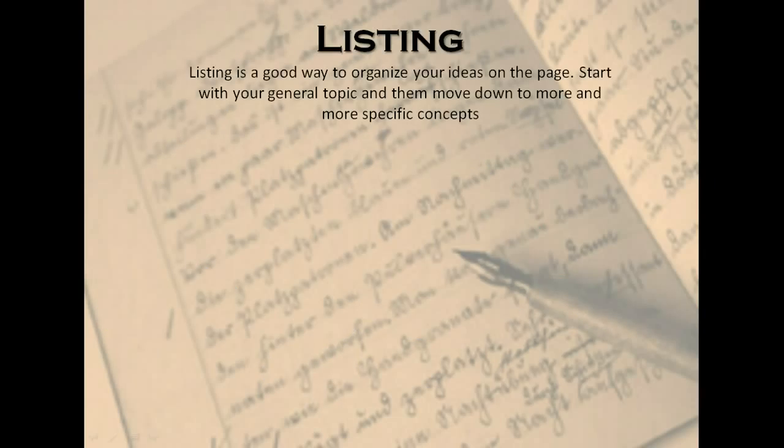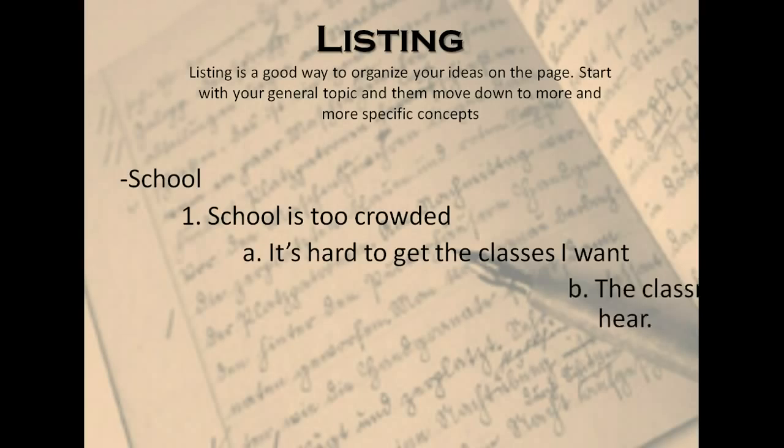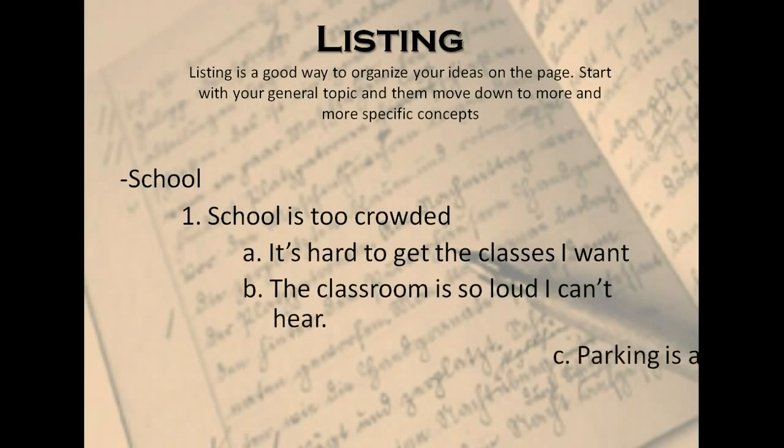Listing is a good way to organize your ideas on the page. Start with your general topic again, and then move down to more and more specific ideas. This is somewhat similar to outlining. The main difference is that you don't necessarily know where this is going. You're going where the ideas take you more than you're trying to plot out your actual essay.